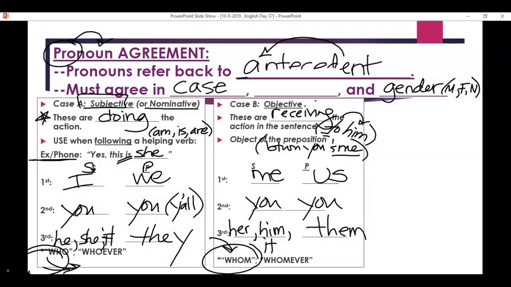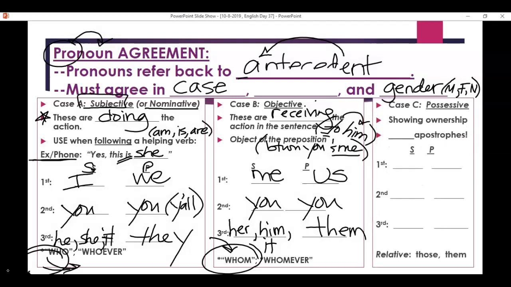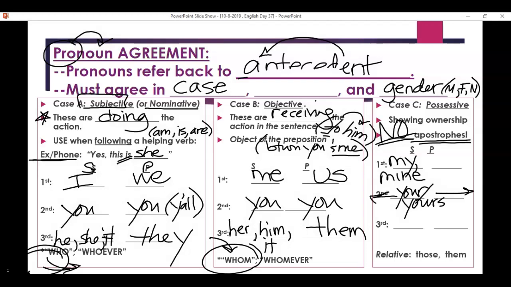The last case is the possessive case, which is not very complicated really. The only thing you need to remember is there are no apostrophes in possessive pronouns. For first person singular, like I own a car, you'd say it's my car, or mine. Second person is you. So your or yours. These are both the same. The second person is always you, and it's always the same.